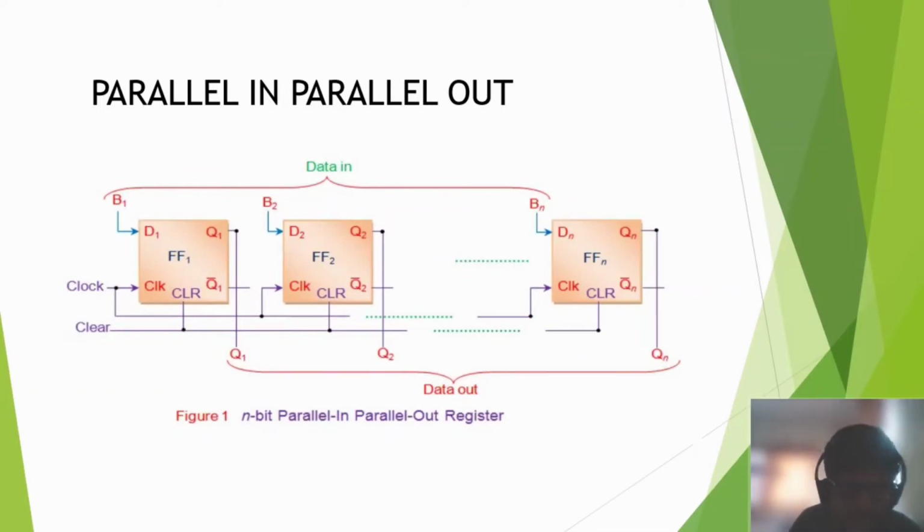Now, when we apply the clock signal, we provide the data inputs B1, B2 to Bn at once simultaneously. These flip-flops store the data inputs and at the same time they fill in the slots of Q1, Q2 to Qn, which means they are ready to give the outputs whenever the clock signal is applied. So when we apply the second clock signal, we can receive the data outputs Q1, Q2 to Qn at once simultaneously. This is the functioning of a parallel in, parallel out register.